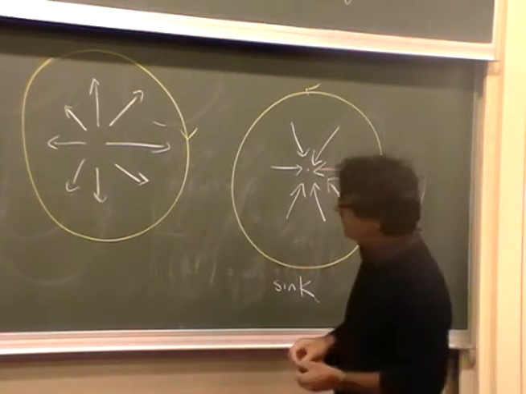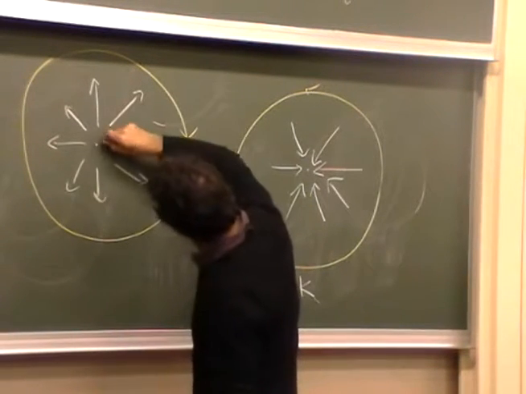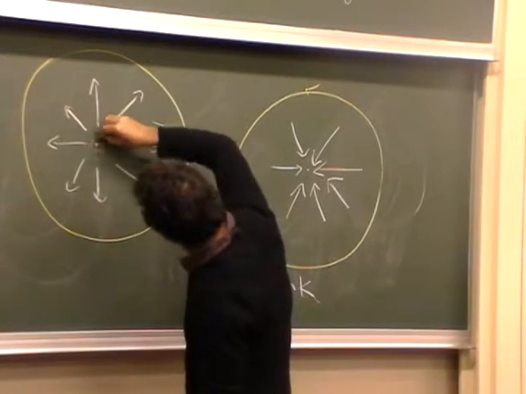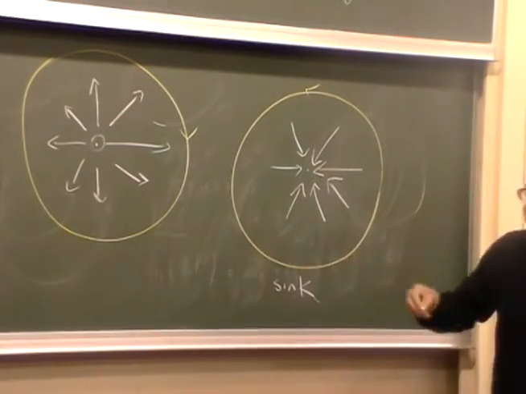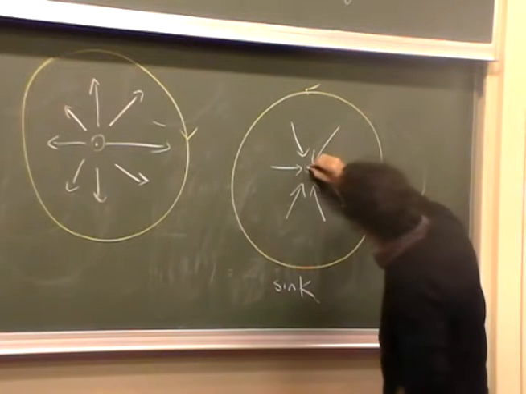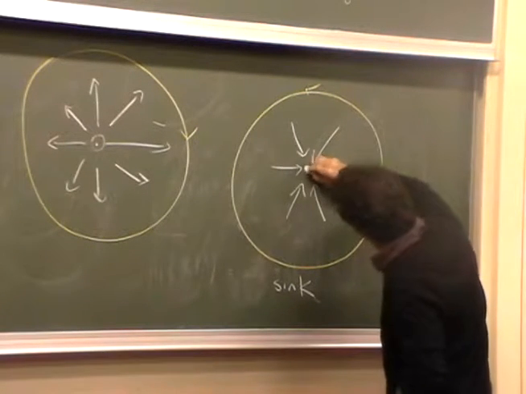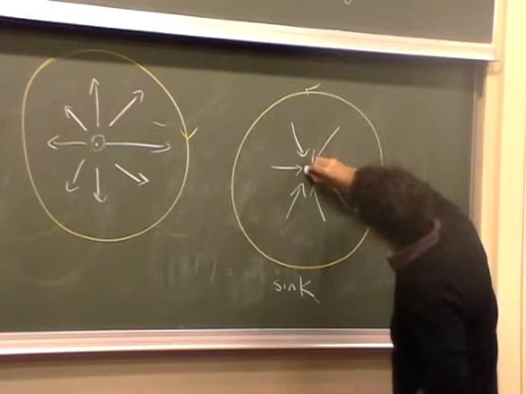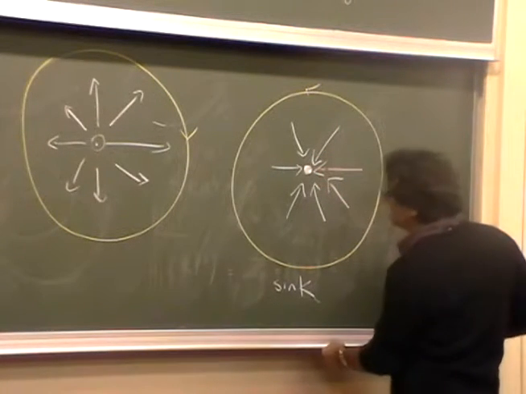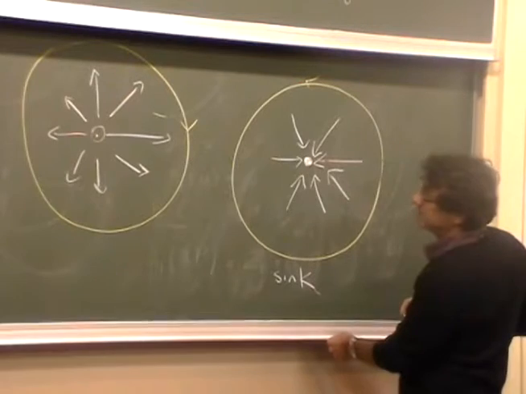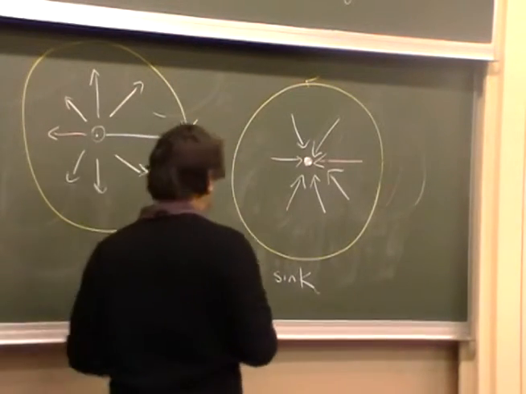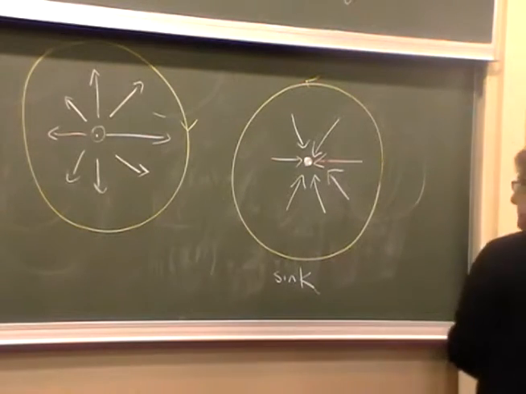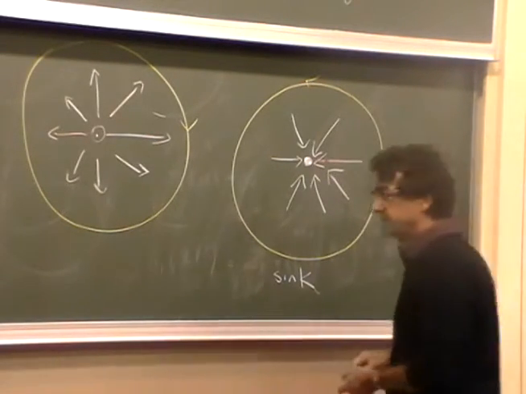The defect comes about as you go in towards here, spins have to rotate 360 degrees and vanish in small radius. Gradients diverge. You can get around that by making this disordered piece of high temperature paramagnetic phase in the middle. That's your defect. Okay, so the sink is plus one.